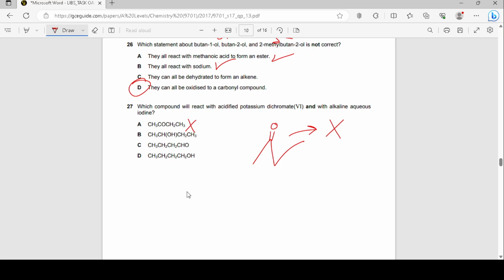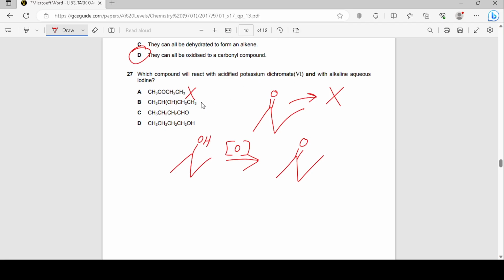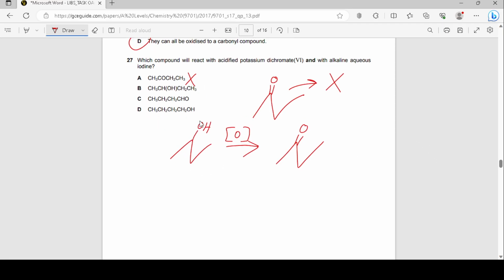Option B is CH3CH(OH)CH2CH3. Let me draw that out. It's like this. Now, can it react with acidified potassium dichromate(VI)? Yes, it can actually. Since dichromate is an oxidizing agent, it can be oxidized into a ketone, which cannot be further oxidized. But yes, it can react with acidified potassium dichromate(VI), so the first thing is a tick. And with alkaline aqueous iodine, yes, it can react because it is a secondary alcohol. The carbon atom that the OH group is attached to is attached directly to two other carbon atoms, so it's a secondary alcohol.